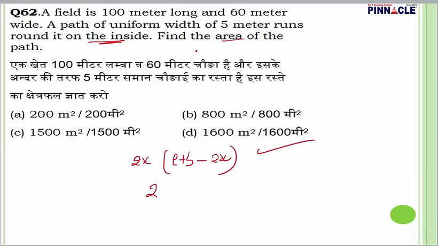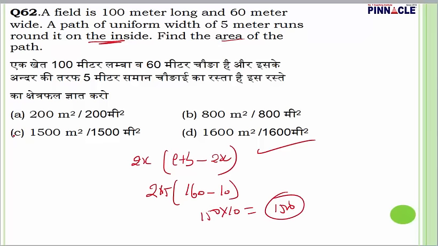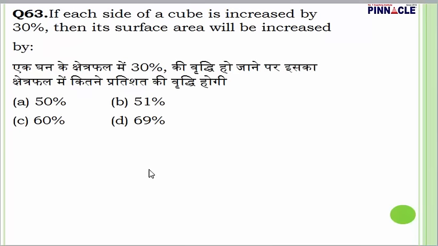2 into 5, that is the width of the path, times L plus B, 100 plus 60, that is 160, minus 2 into 5, that is 10. So 10 into 150, 1500 is the area of the path. Answer is C. Question number 63.